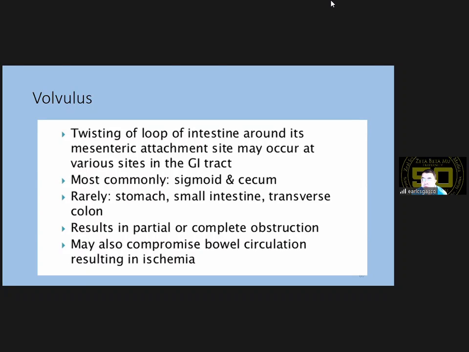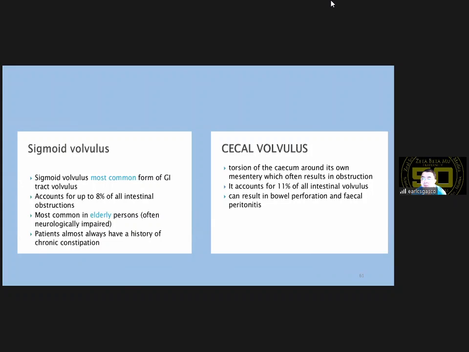As I mentioned, the more common ones are the sigmoid volvulus and the cecal volvulus. The sigmoid volvulus accounts for 8% of all intestinal obstructions. It is most common in elderly patients, especially those who are neurologically impaired, because it occurs in patients who have a chronic history of constipation. The cecal volvulus accounts for 11% of intestinal volvulus. Sigmoid is 8% of intestinal obstructions; cecal is 11% of intestinal volvulus. It can result in bowel perforation and fecal peritonitis.